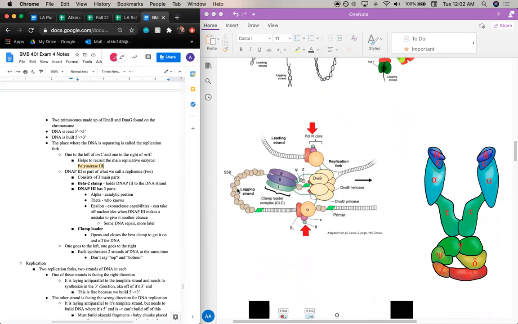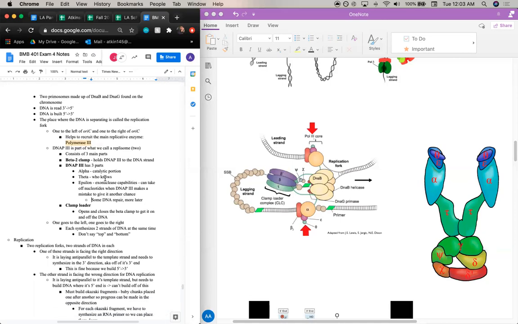So yes, DNA polymerase 3 is capable of making mistakes. It can bond the wrong base pairs, it can set down the wrong base pairs. So we want to have repair mechanisms in case something goes wrong. I think we're definitely getting to more DNA repair mechanisms later, but for right now, DNA polymerase 3 has an epsilon part that gives it the ability to fix itself.